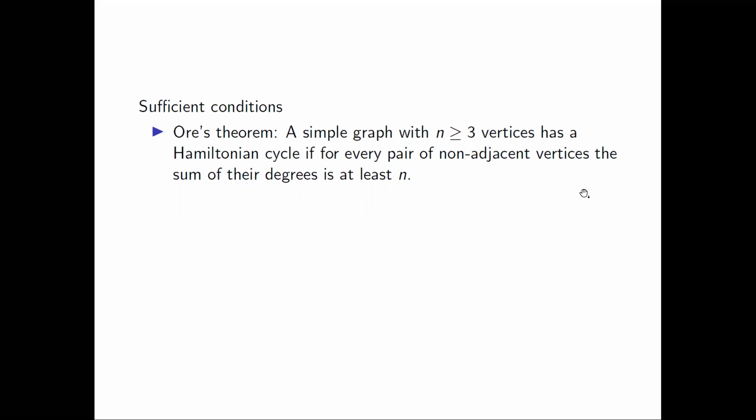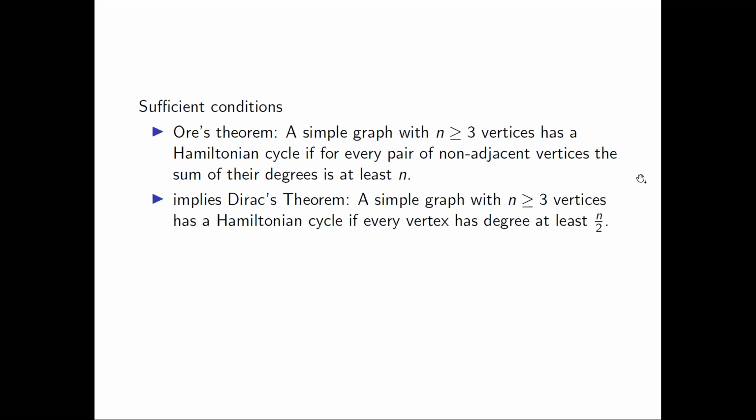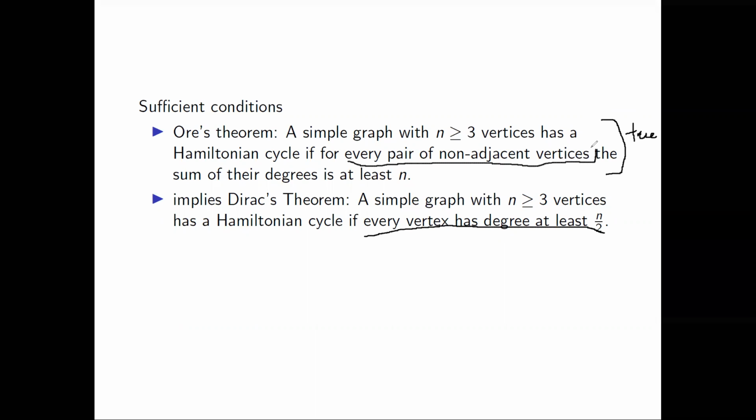And I claim this implies the next theorem, which is called Dirac's theorem. And Dirac's theorem says that a simple graph with at least 3 vertices has a Hamiltonian cycle if every vertex has degree at least half of the order. And so why does Ore's theorem imply Dirac's theorem? Well, if we assume that this is true, and we have some graph down here with at least 3 vertices in which every vertex has degree at least n over 2, then in this graph down here, we can consider a pair of non-adjacent vertices.